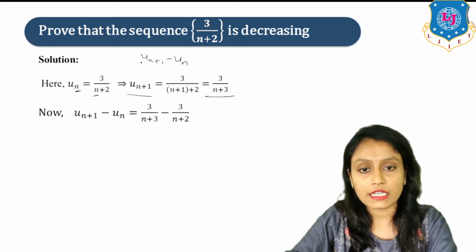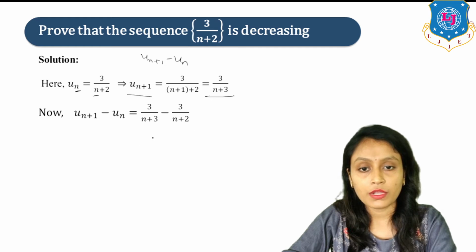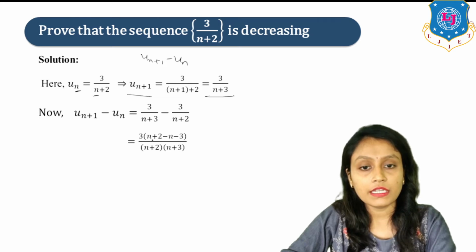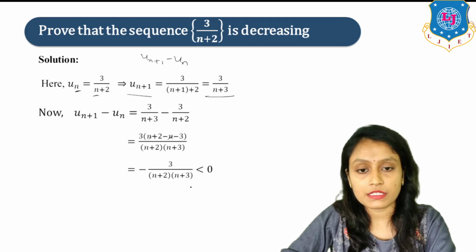Now we will solve Un+1 minus Un. So Un+1 minus Un is 3 upon n plus 3 minus 3 upon n plus 2. Now we will take 3 common and cross multiply. So you will get 3 into n plus 2 minus n minus 3, upon n plus 2 into n plus 3. This n will get cancelled, 2 minus 3 is minus 1. So you will get minus 3 upon n plus 2 into n plus 3.